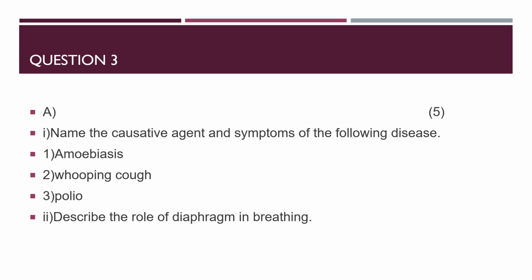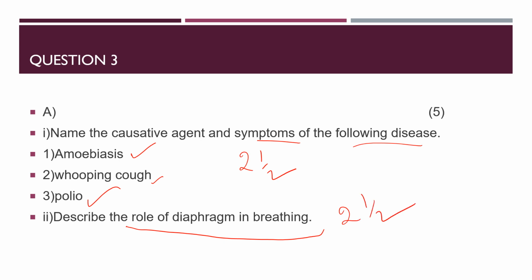Now next comes, name the causative agent and the symptoms of the following disease. So the causative agent of whooping cough, amoebiasis, polio, and the symptoms of the following disease. Now describe the role of diaphragm in breathing. This you will have to discuss. So these 2 questions again, they are having 5 marks in total. So then also you can divide equally. That is 2.5 marks and this is 2.5 marks. Like that it can be divided.